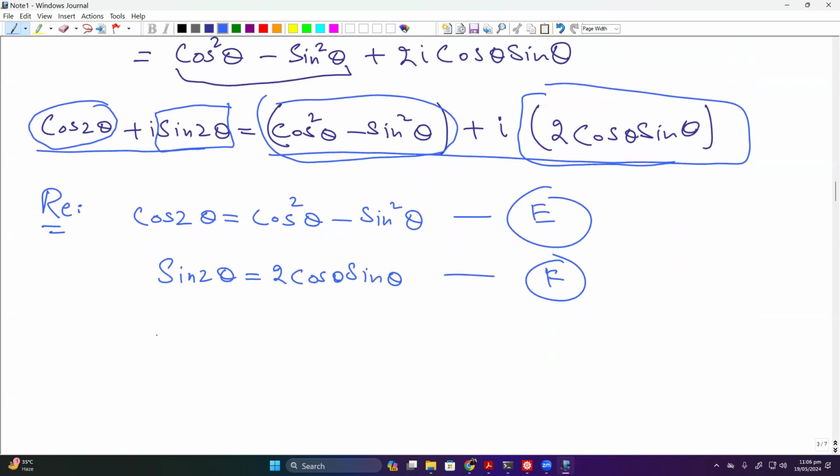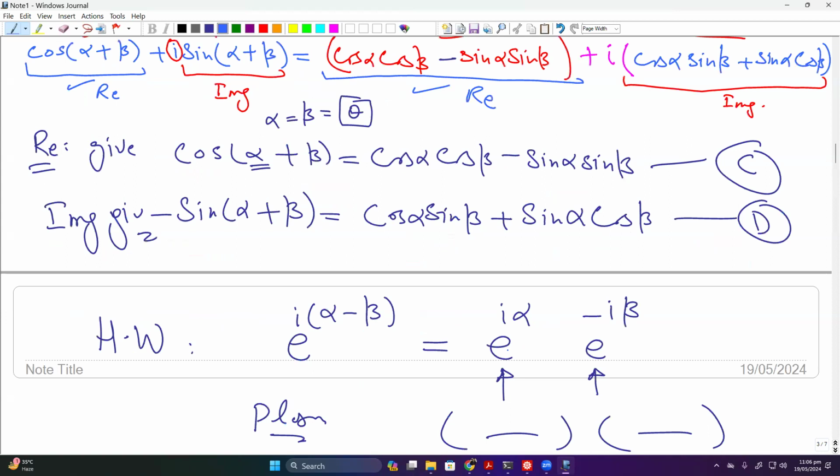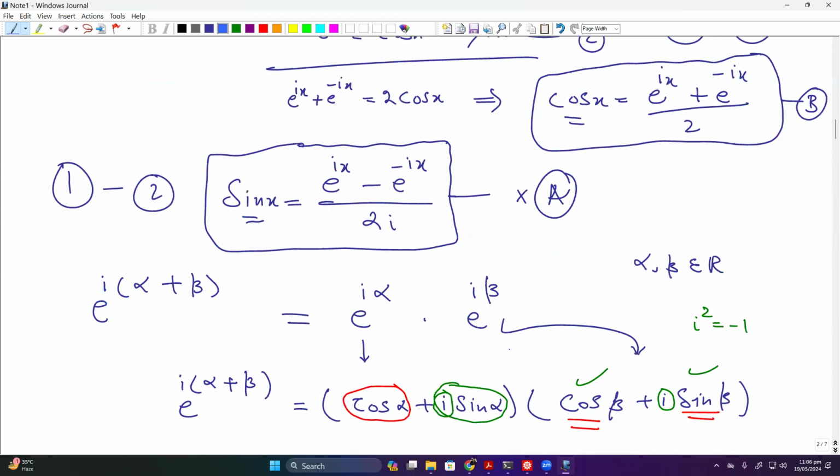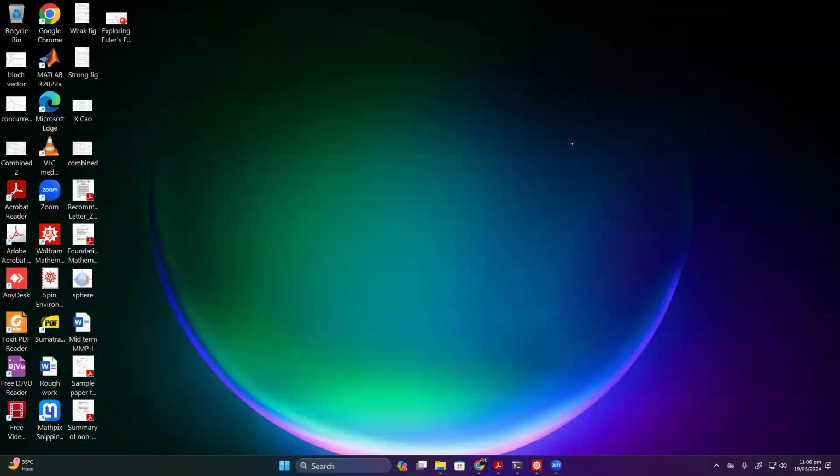And I have yet another identity, sine square theta plus cos square theta equals 1, which I can prove by using these two expressions over here. Let me go a little up. This one. This is sine theta. So if I square it, I'll square this whole thing. And similarly, if I square this side, I'll square this. So this is a very simple exercise. So I'm sorry for this.